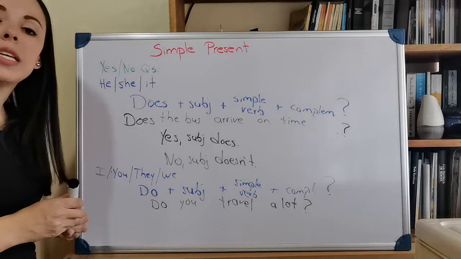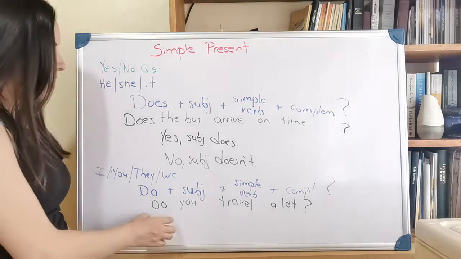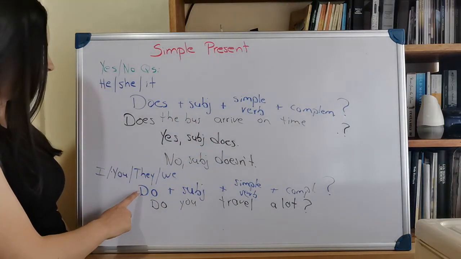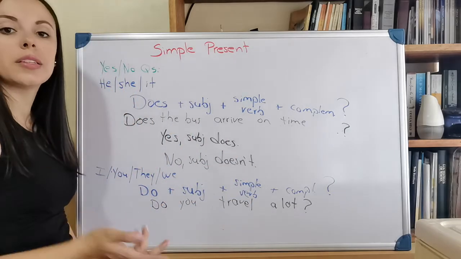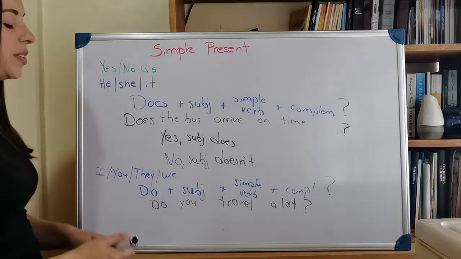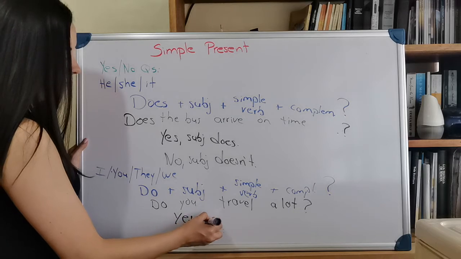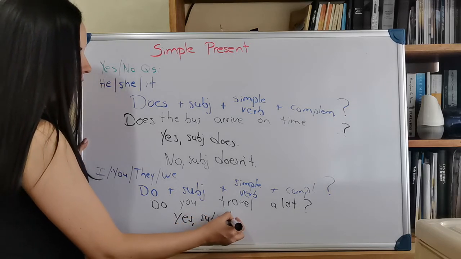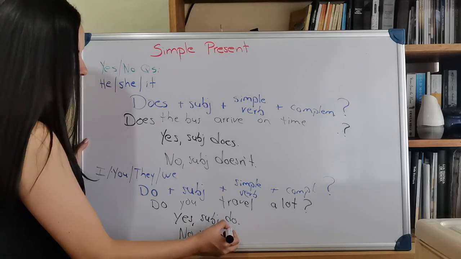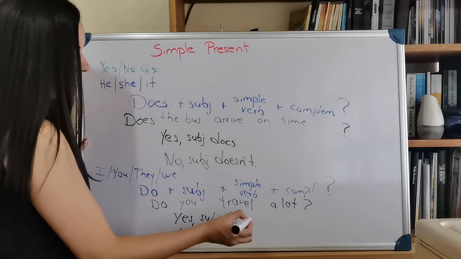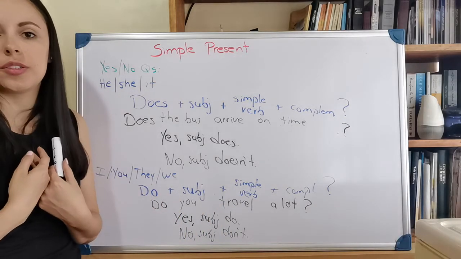I'm asking about your routine and about what you usually do. Do you travel a lot? Right? Do you travel a lot? I have do, subject, you. Simple verb travel and complement a lot. And the possible answer, the same. We can say yes, subject, do, or we can say no, subject, don't. And that's it. So, do you travel a lot? Yes, I do. No, I don't.